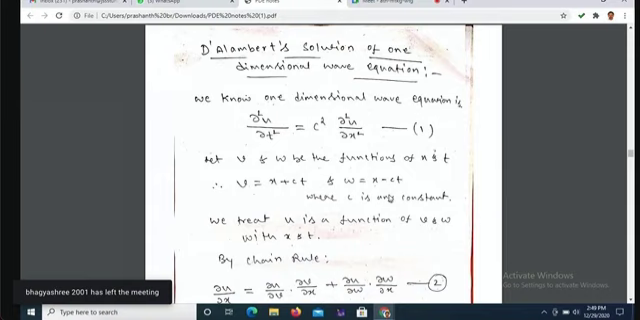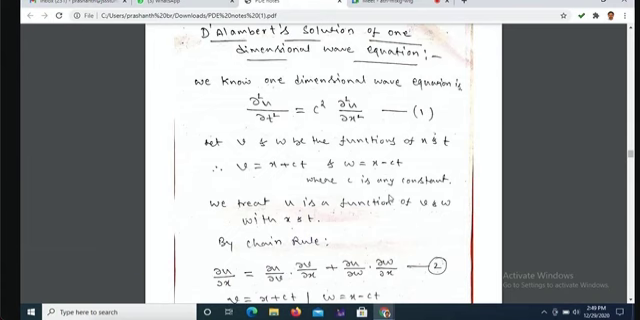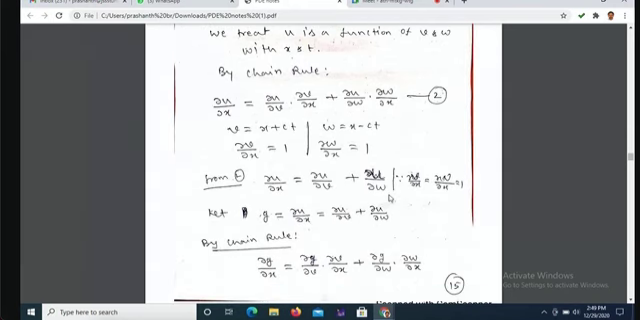So dou square u by dou t square equals c square into dou square u by dou x square, where v is equal to x plus ct and w equals x minus ct. You have dou u by dou x equal to dou u by dou v plus dou u by dou w, because dou w by dou x is 1 and dou v by dou x is 1. If you substitute that, you get this. Now let me call it G, simply some notation I have taken. G is dou u by dou x, which can be written as dou u by dou v plus dou u by dou w.